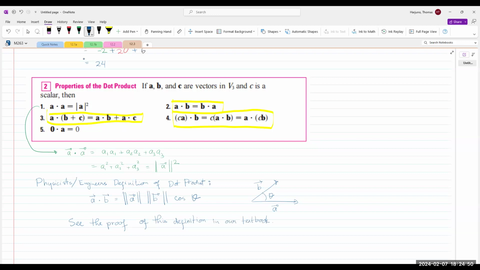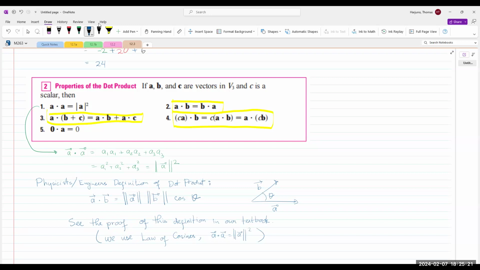For the reason of time, I will not go over that, but you will see we use the law of cosines in proving it, and also property number one we had earlier, vector A dot vector A equals the magnitude of vector A squared. Those are the ingredients of the proof.